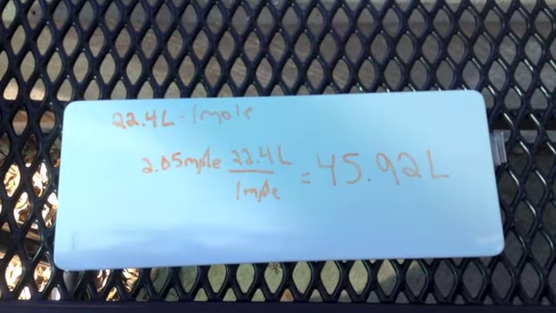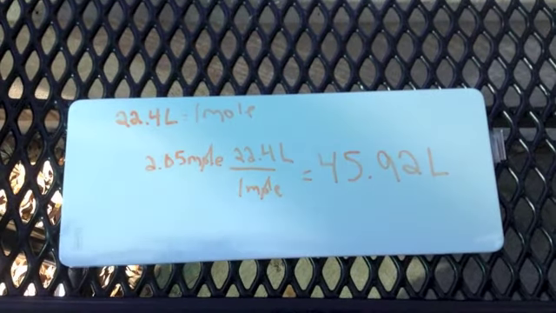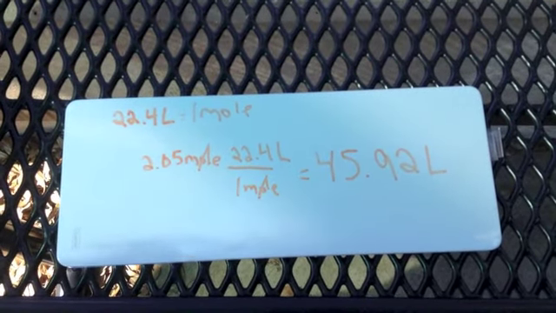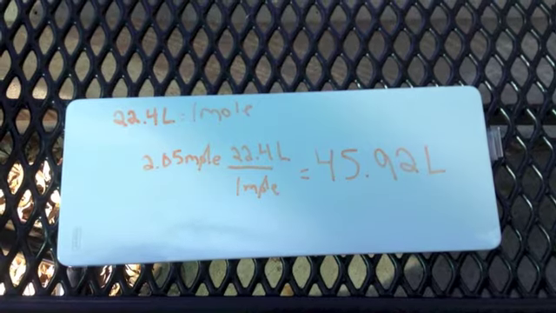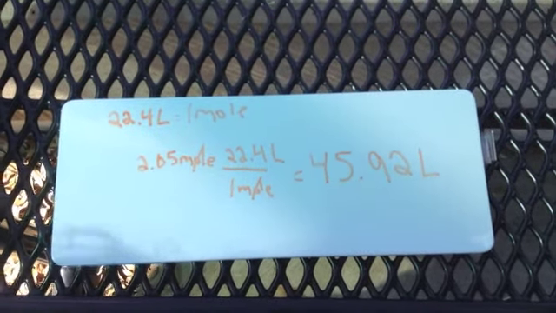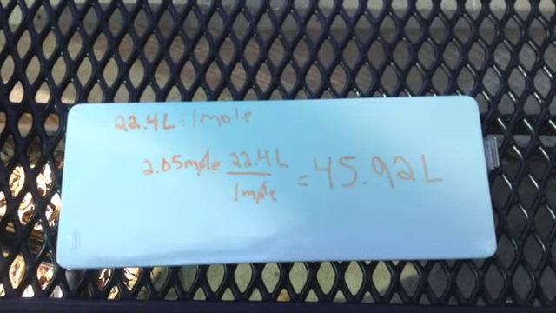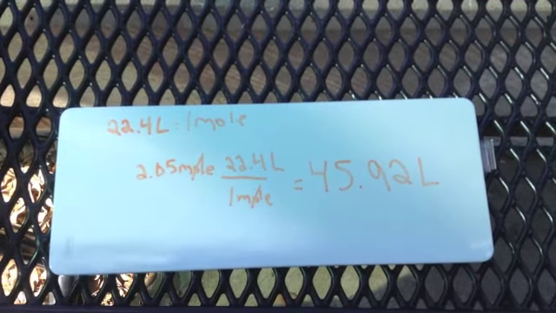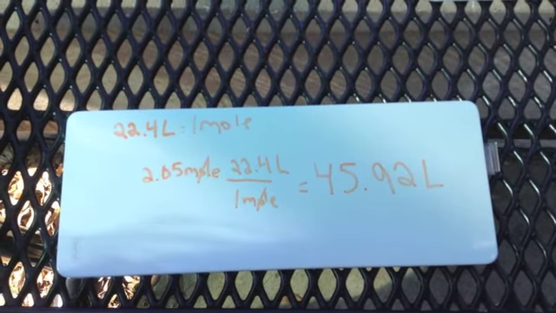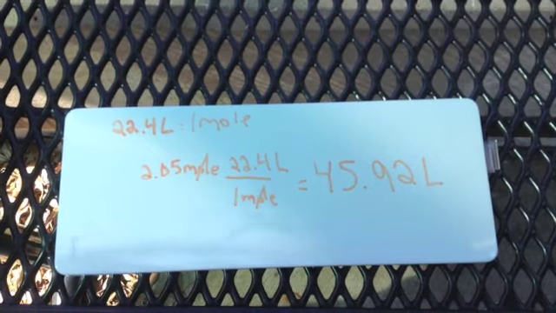Okay, 22.4 liters equals 1 mole. So when you're trying to convert moles to liters, you take 2.05, which is an example of moles, multiply it by 22.4 liters over 1 mole. And when you multiply 2.05 and 22.4, it equals 45.92 liters.